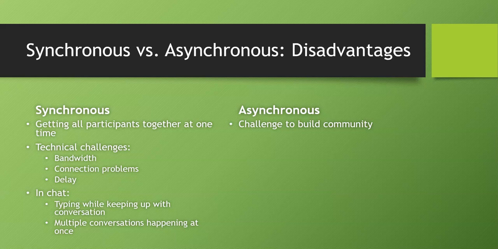Individuals may have connection problems. And also, when there are a lot of people in a single meeting, there can be a slight delay, which means that multiple students may start speaking at the same time. With chat, there's the challenge of keeping up with the conversation while also trying to type. And because of that delay, there may be multiple conversations happening all at once.